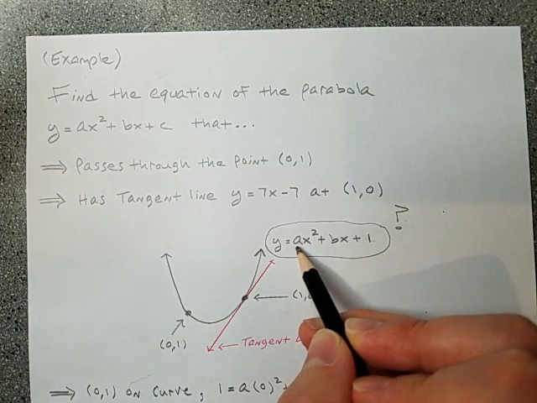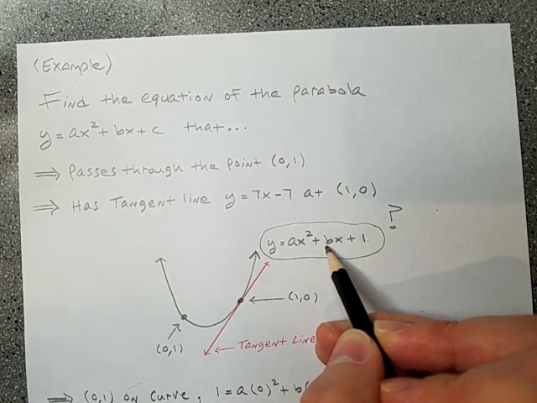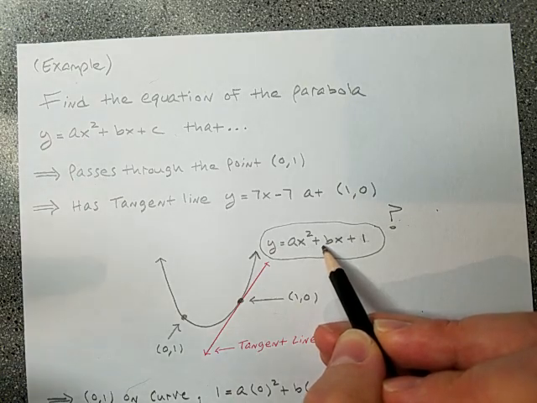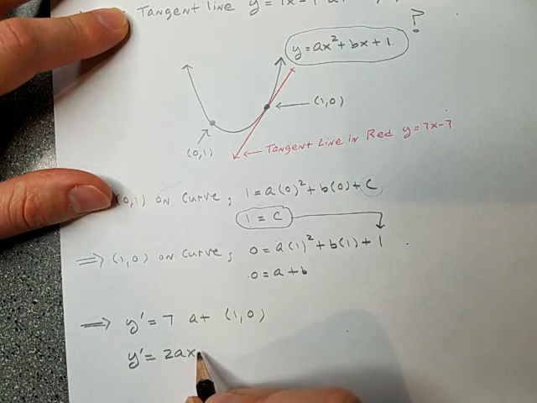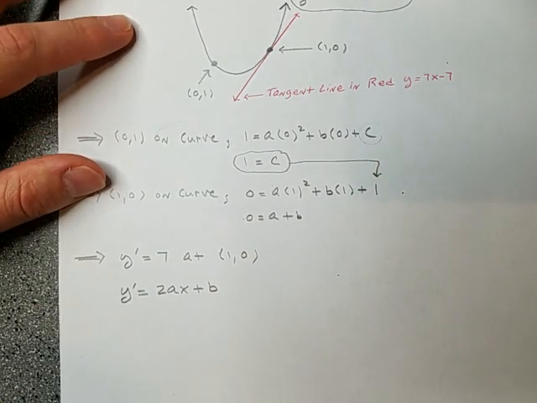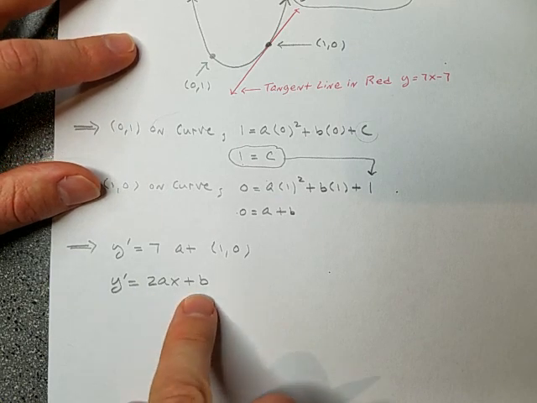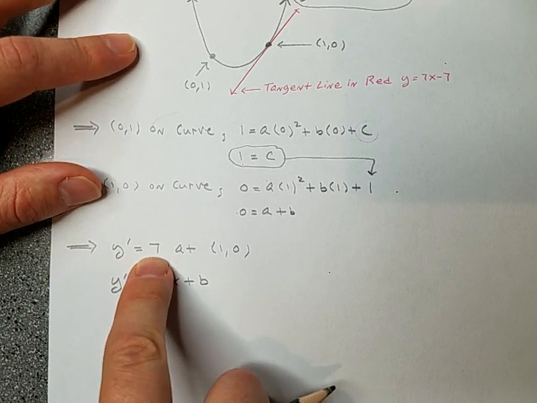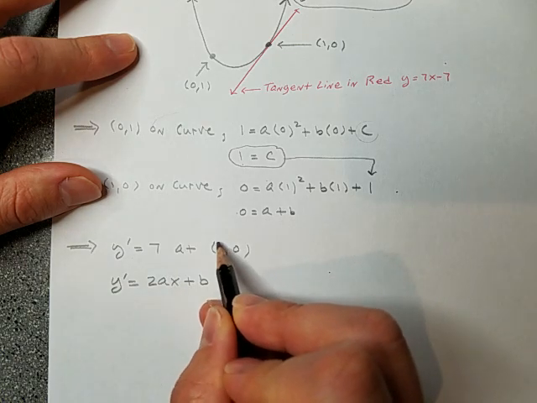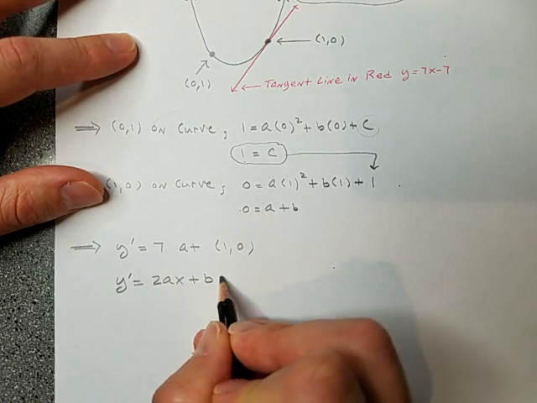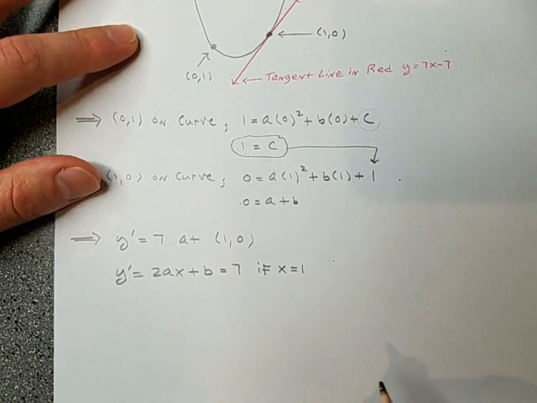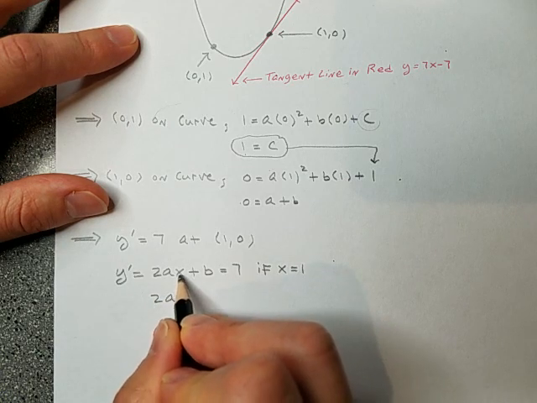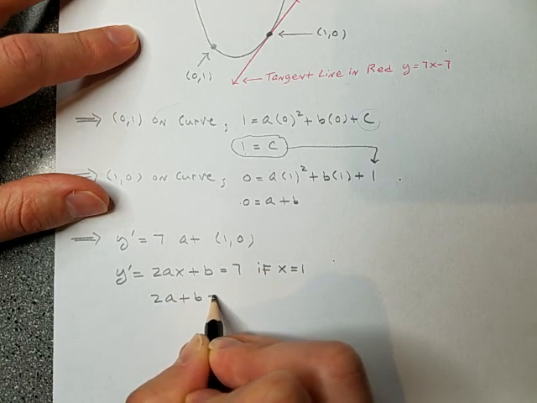Well, a is a constant, right? B is another constant. They're constants that we don't know at the moment, but they are constants. Y prime is 2ax plus b. Okay? And this is going to be 7 when you put 1 for x. So that equals 7 if x equals 1. All right, so that's going to say 2a times 1 plus b is equal to 7.